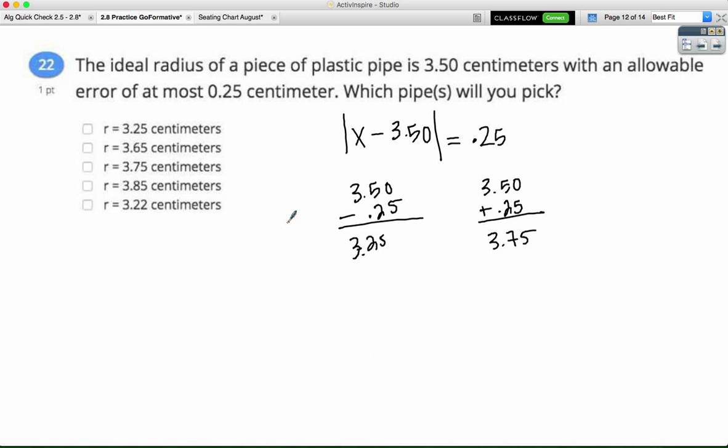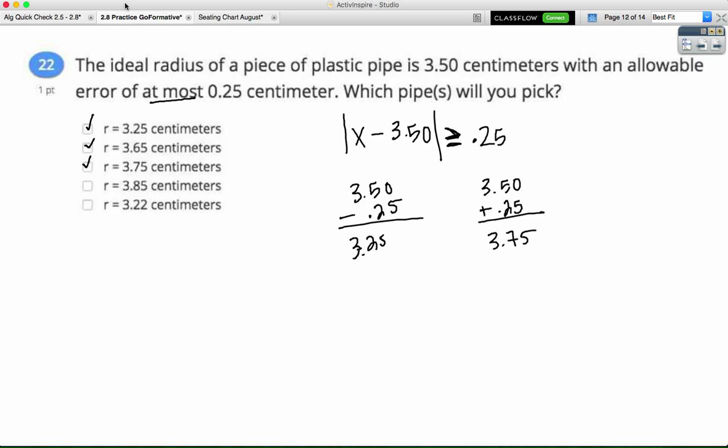So this is what I get for my two answers, and it says allowable error of at most, so I know that it can actually be greater than or equal to. So this is not an equation, it's an inequality because it says at most. So it can be all the way up to that and include that. So 3.25 is an answer, 3.75 is an answer, and anything that falls between there, like 3.65, falls between there, so that is also an answer.